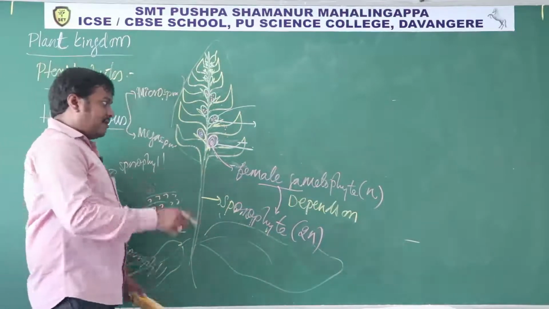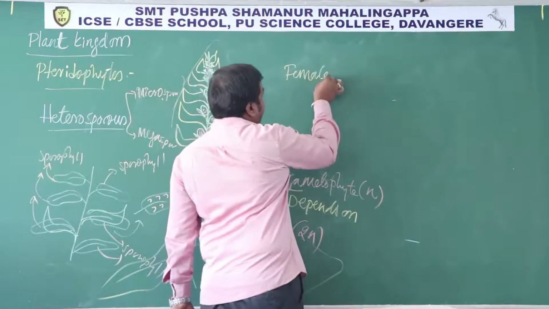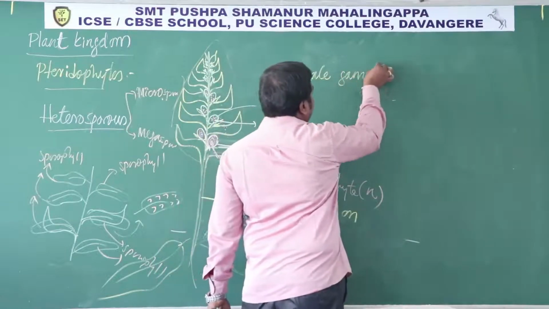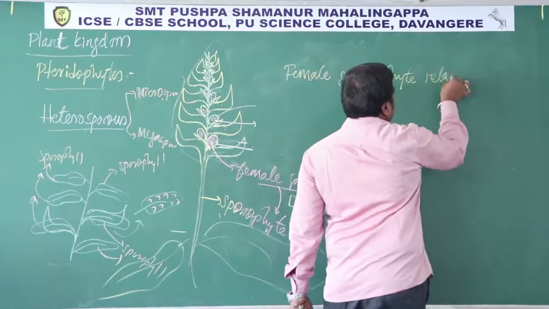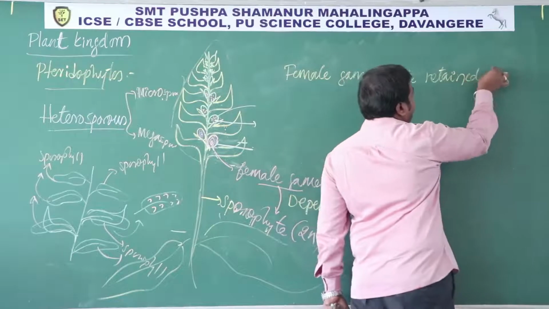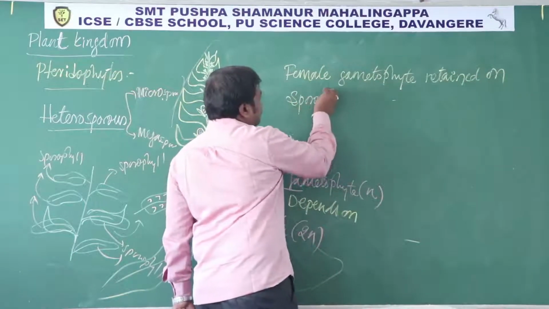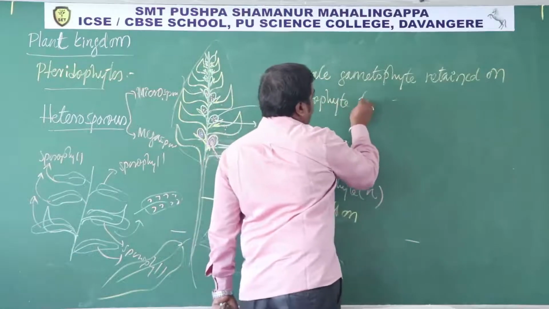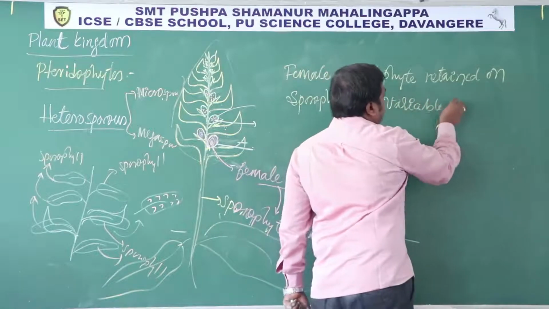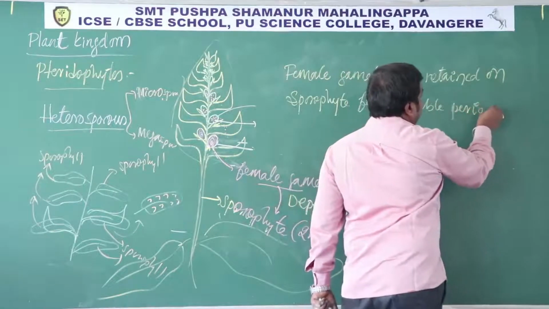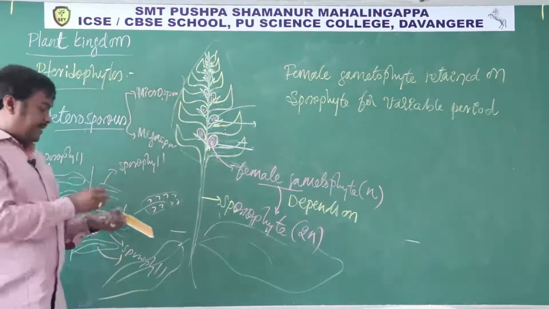Okay, female gametophyte is retained on the sporophyte for a variable period. It depends on the sporophyte for a long time.